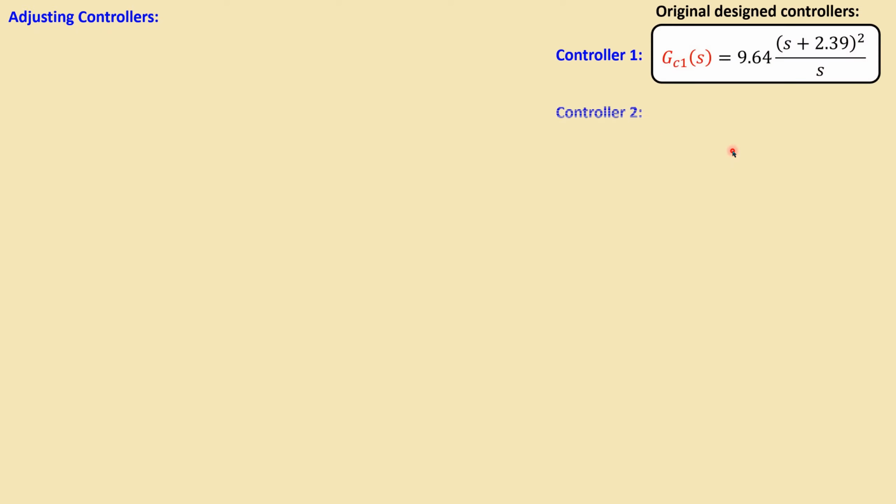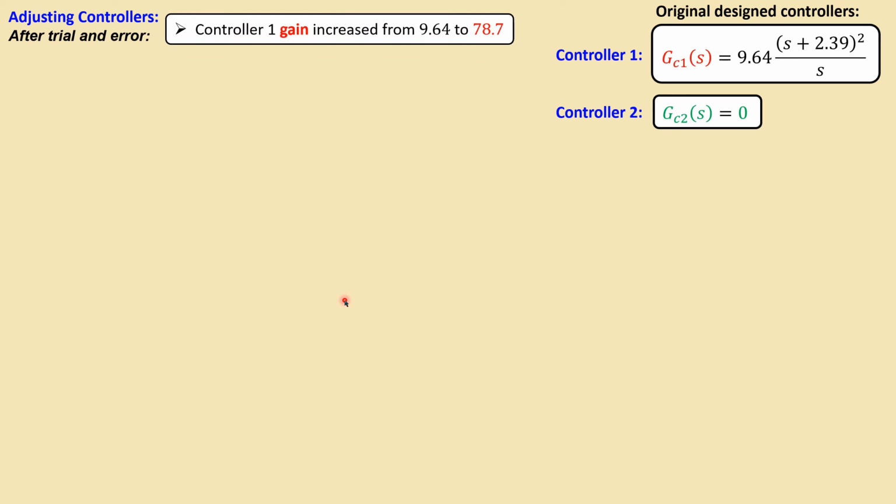What we do always, and I always propose and advise you to, is start with the easiest way. Let's also check the original designed controllers. Again, this is what we had, and this is what controller 2 was. This is for controller 1. I have the gain here and I have the 0 location there. So what we can do, after trial and error, I have actually looked at changing the parameters for controller 1. I said, okay, let me change the gain. I have increased that from 9.64 to 78.7.